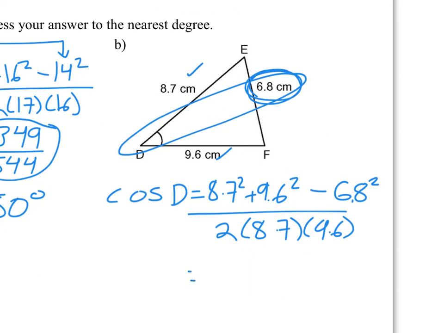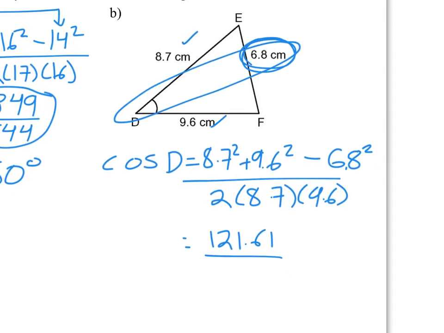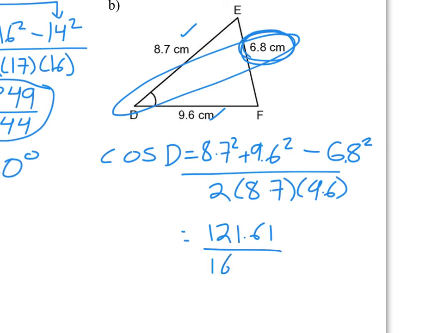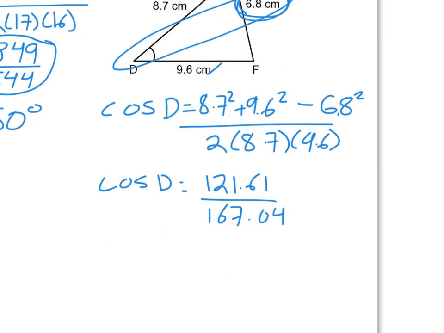For me, I like to solve the numerator and denominator separately. So if I do the math for the top, I've got 121.61, and on the bottom, I've got 167.04. And try to keep all the decimals right now while you're still solving. Again, you can round at the end. Don't ever round in math when you're trying to solve. Only round when you have your final solution, okay? So try to hold on to as many numbers as possible during your steps.